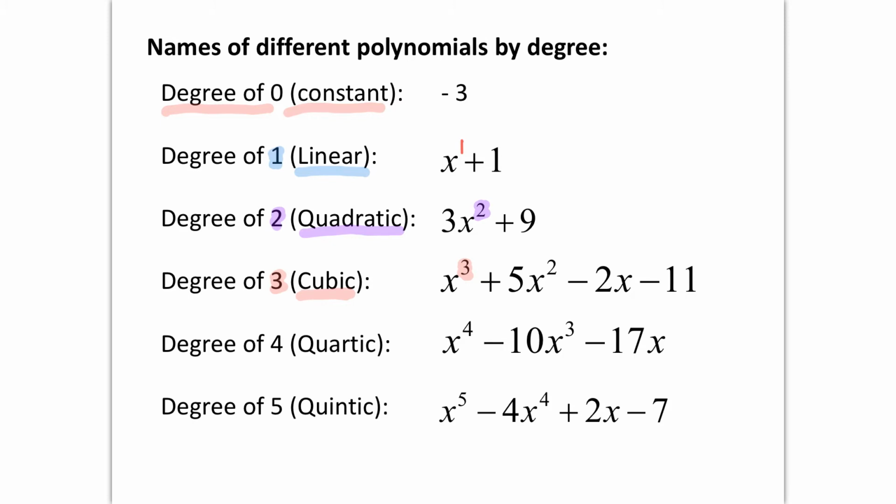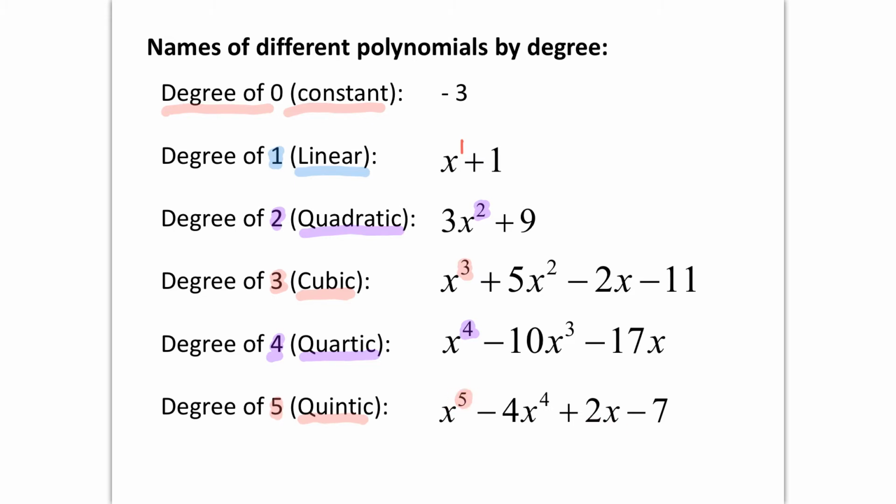We also have degree of 4. So degree of 4 is quartic. So we have the highest exponent 4. So you see that polynomial x to the 4th minus 10x cubed minus 17x, degree of 4. And the last one is a degree of 5. So we have a quintic, and the highest exponent is 5. You guys see that polynomial here, x to the 5th minus 4x to the 4th plus 2x minus 7.